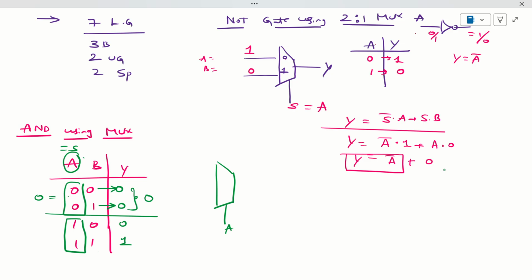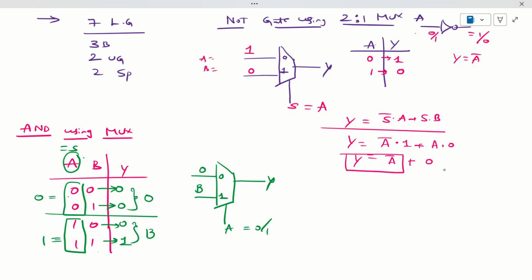If we consider the next combination, A equal to 1, like a selection line, then if B is 0 the output is 0, and if B is 1 the output is 1. That is, Y is nothing but B. That's why the first input is 0 and the next input is 1. Whenever A equals 0, 0 has to be transferred to Y. If A equals 1, then B is transferred to Y. This is about the logic.